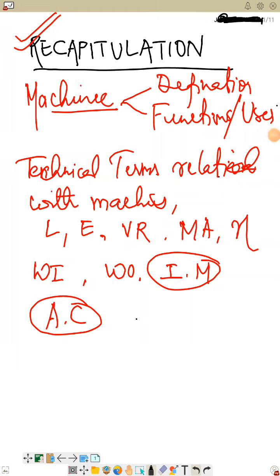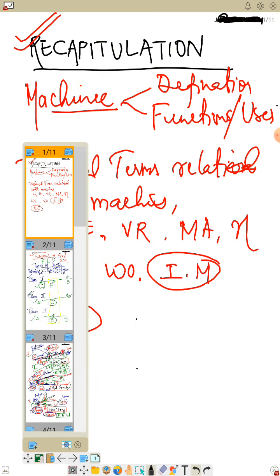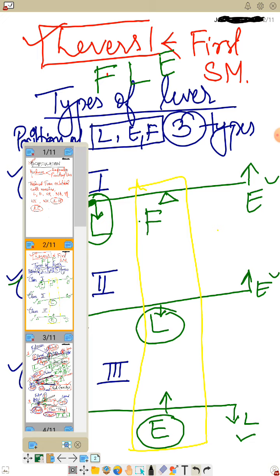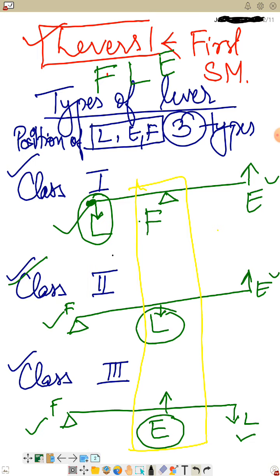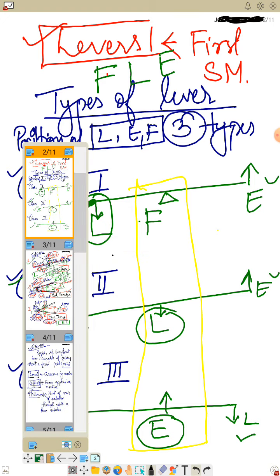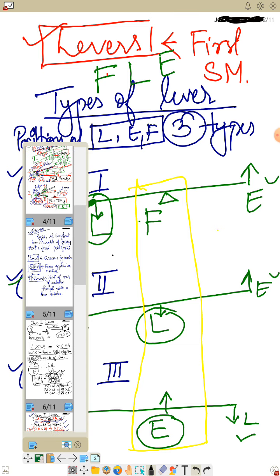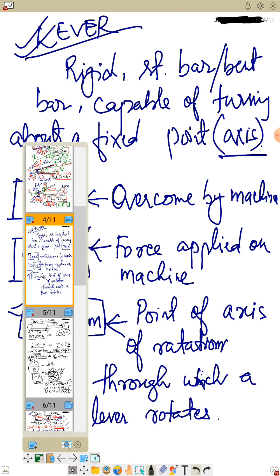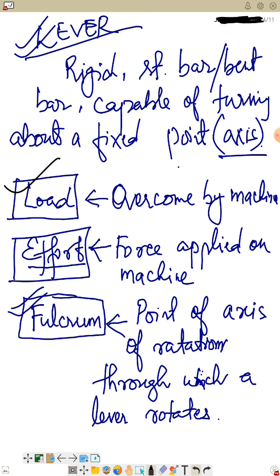Hello, my dear children. These are the things that you have done in the last class about different types of levers, isn't it? Class 1 lever, class 2 lever, and class 3 lever. And we have done the different terms related with levers, that is load, effort, and fulcrum. This is the definition of lever, isn't it? These are the things that I taught you in the last class.